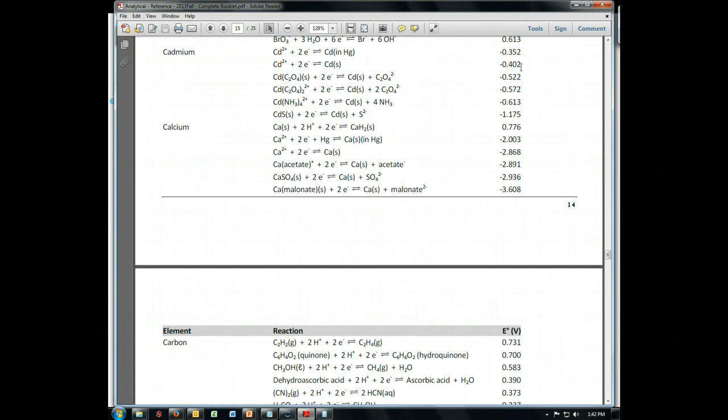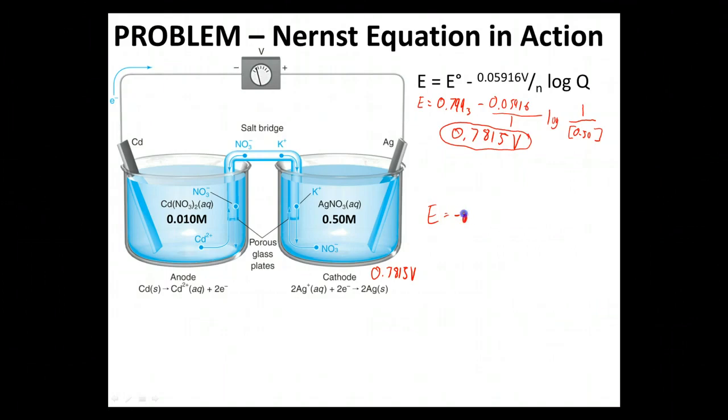0.402 for the way that it's written. So we're going to bring that back over. So minus 0.402 volts. Now, you might have said, wait a second, though, you reversed your reaction. That means we've changed our sign. That is one of the ways you can solve this problem. But we'll come back to that idea in a minute.